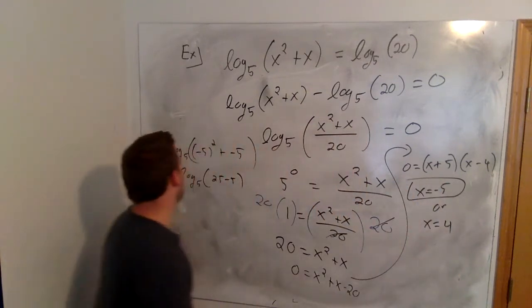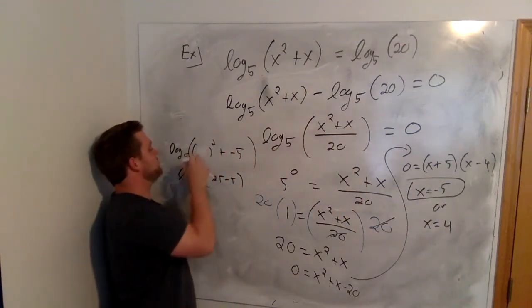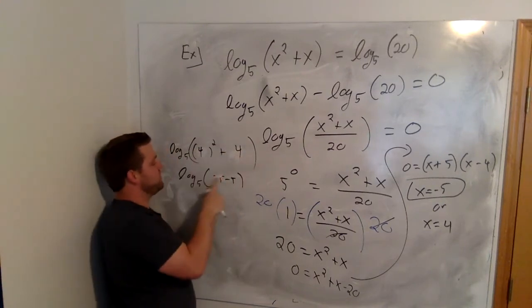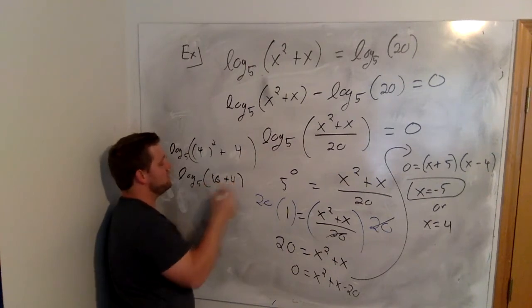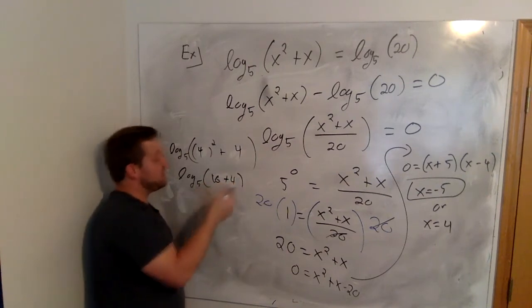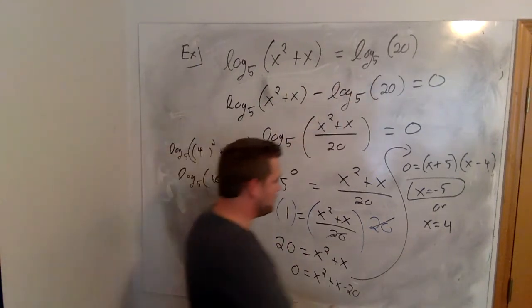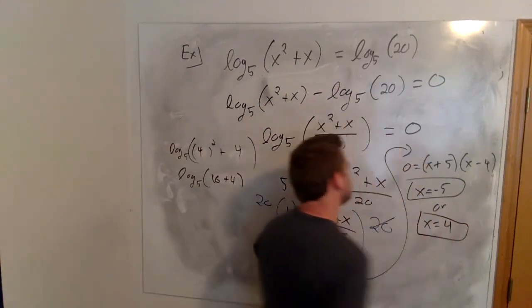What about 4? Well, if we have a 4 here instead, 4 squared is 16, plus 4. It's not a negative number. Log base 5 of 20. So it's going to work. In this case, both of these solutions are good.